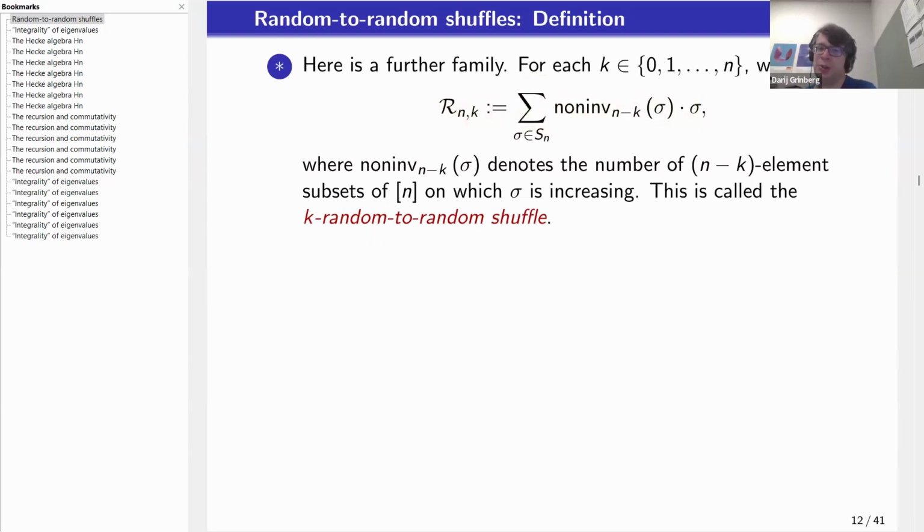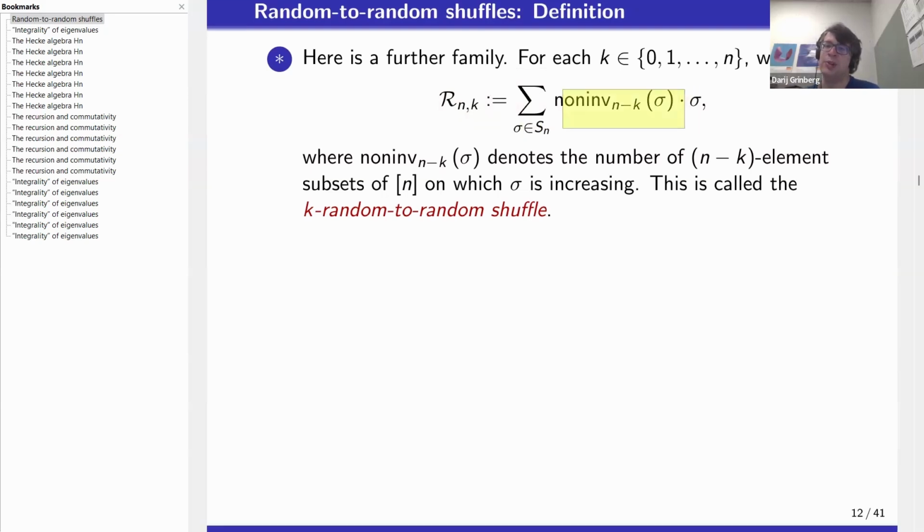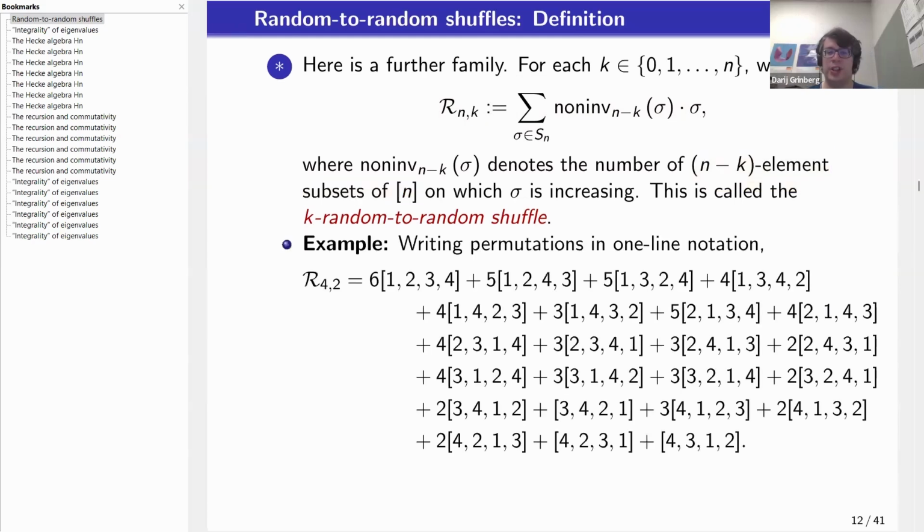So the way to define it combinatorially is this. You're summing all permutations sigma multiplied with the number of so-called non-inversions of size n minus k. What is a non-inversion? It is basically a strictly increasing subsequence of length n minus k. So it is a subset of size n minus k on which the permutation is increasing.